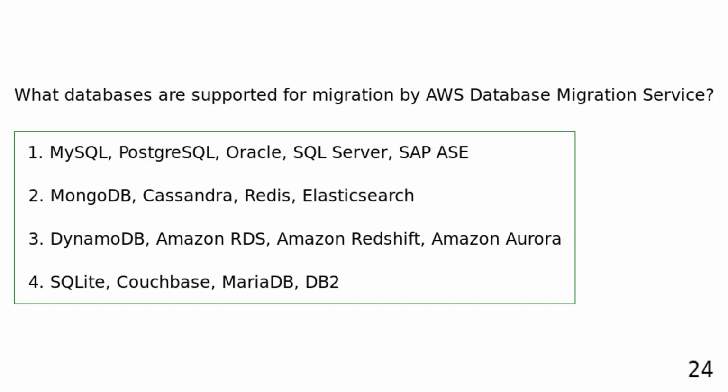What databases are supported for migration by AWS Database Migration Service? MySQL, PostgreSQL, Oracle, SQL Server, SAP ASE. MongoDB, Cassandra, Redis, Elasticsearch. DynamoDB, Amazon RDS, Amazon Redshift, Amazon Aurora. SQLite, Couchbase, MariaDB, DB2.